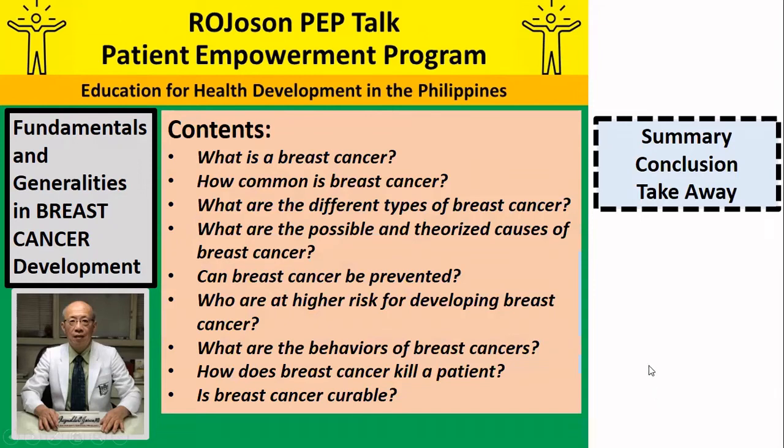Summary, conclusions, and takeaway. I have tackled all of these topics. What is breast cancer? How common? Different types? Causes? Can they be prevented? Who are at higher risk? Behaviors? How does a breast cancer kill the patient? Is breast cancer curable?